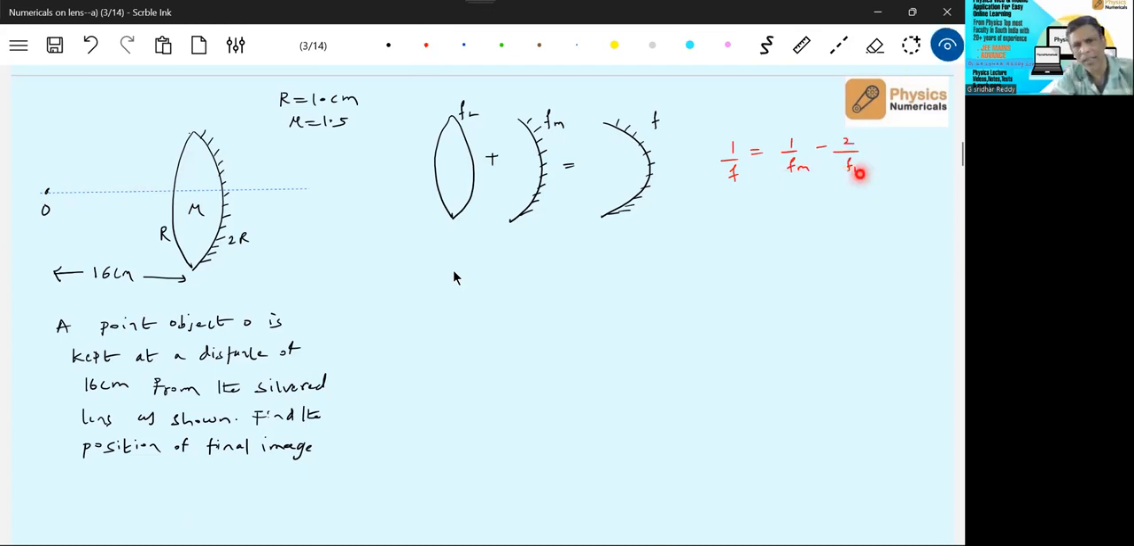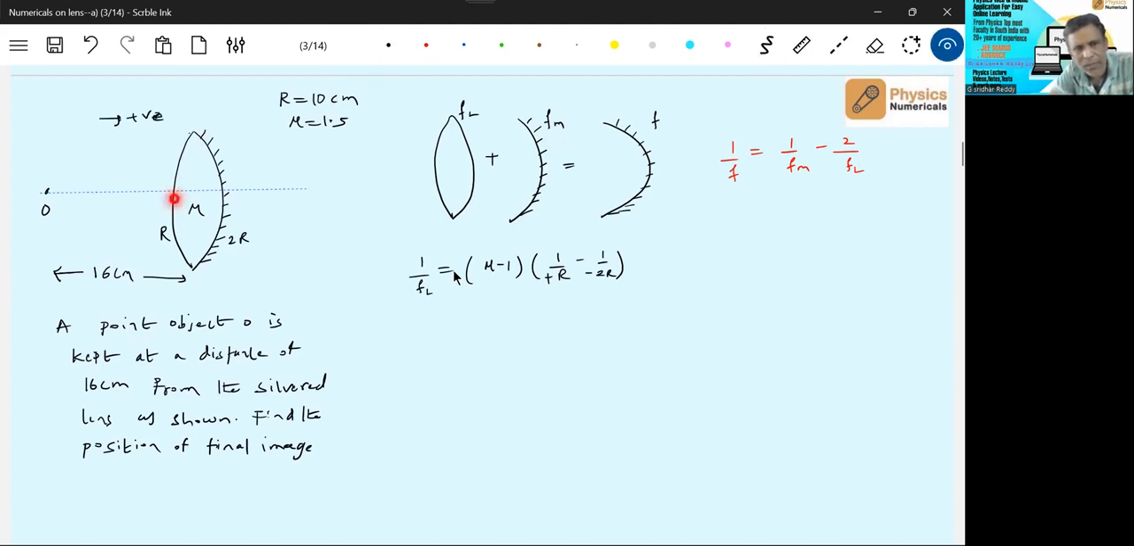Substitute Fm and Fl with sign. So what is the focal length of this? This will be 2R. We know this is 10 centimeters. So first we'll calculate the focal length. Fl equal to mu minus 1, 1 by R minus 2 by R. Why positive? Because the radius in the direction of the incident ray towards right is positive.